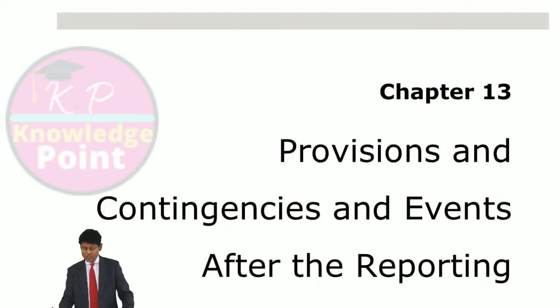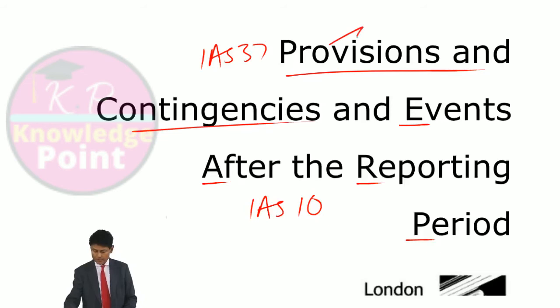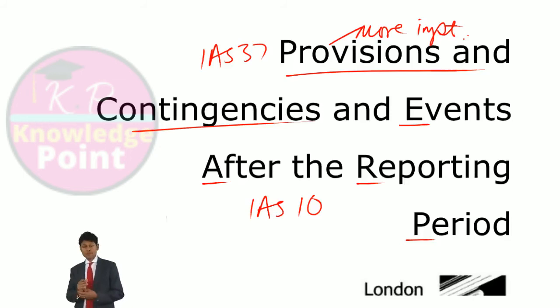Beyond that, provisions, contingencies, and events after the reporting period. Now that's something we've come across just now. EARP, this is your IAS 10, whereas provisions is IAS 37. This is more important. You might get a couple of MCQs, four marks or whatever, on events after the reporting period. But the big one, of course, is the first one, provisions and contingencies.